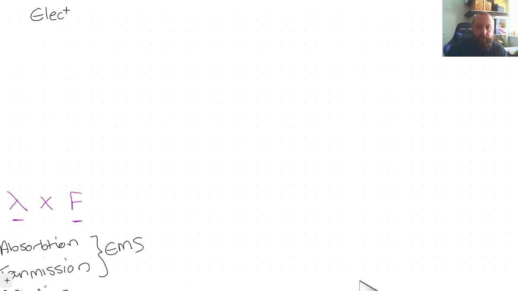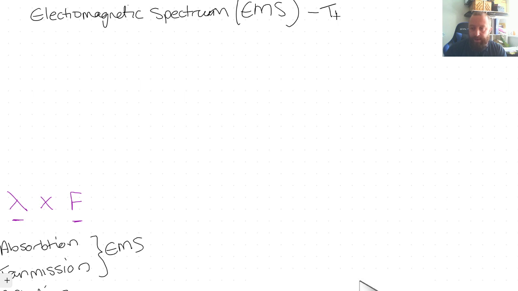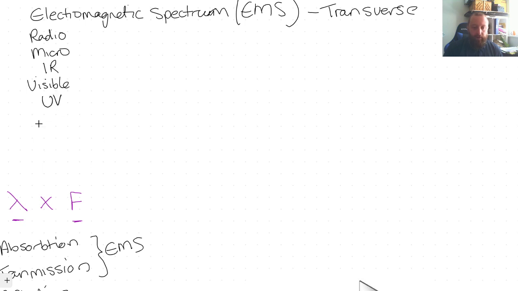So, electromagnetic spectrum. The EMS is always transverse. So we're always looking at transverse waves, always at 90 degrees to the direction of travel. What we're looking at is a group of waves, and you do need to know these: radio waves, microwaves, infrared, visible light, ultraviolet, X-rays, and gamma. And if you watched the last video we did, we should be fairly familiar with gamma. X-rays have some fairly similar properties, but we'll talk about those in a minute.